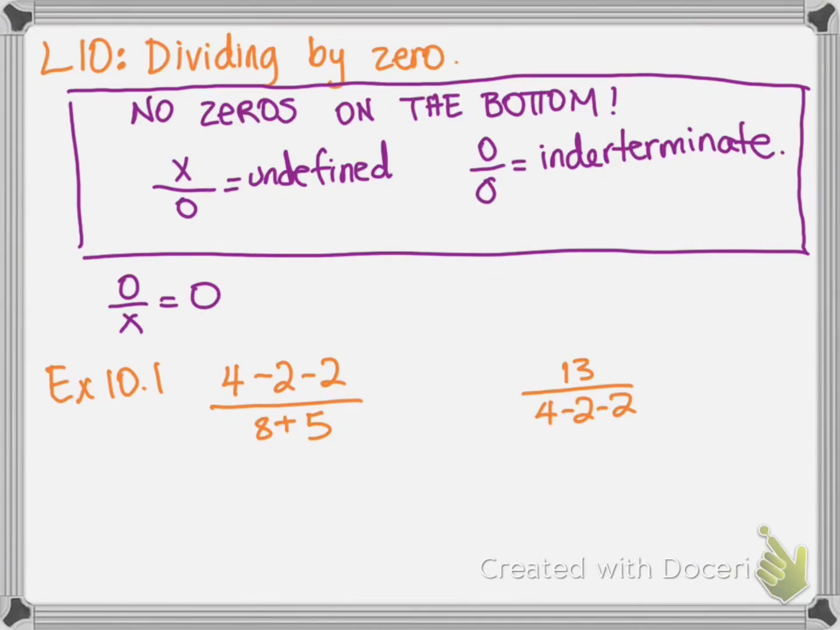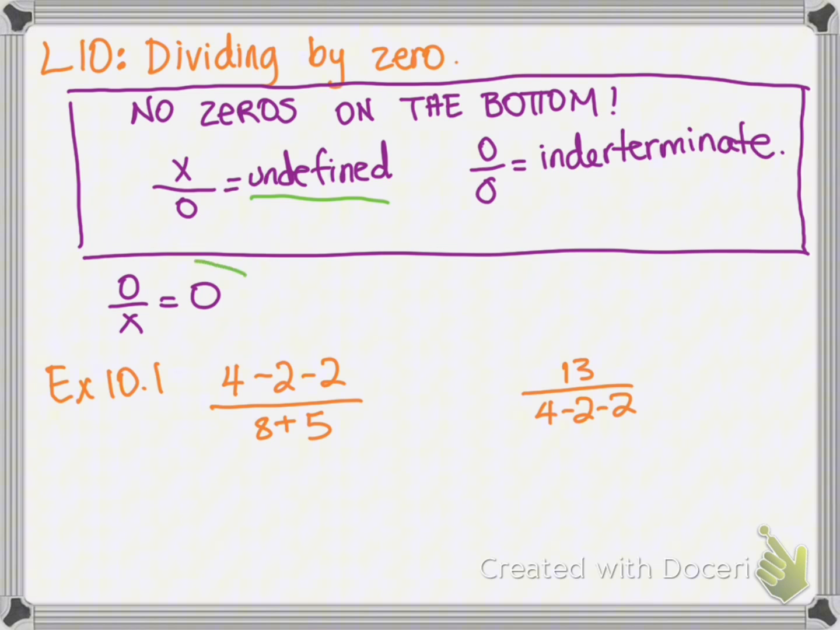The first section is about dividing by zero. What we have to remember is that you can never have zeros on the bottom. So if we have a number divided by zero, it would be undefined, and that's your answer. You have to write undefined. And zero divided by zero is indeterminate.